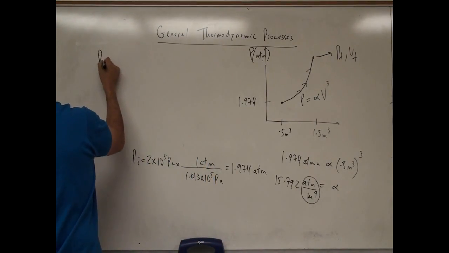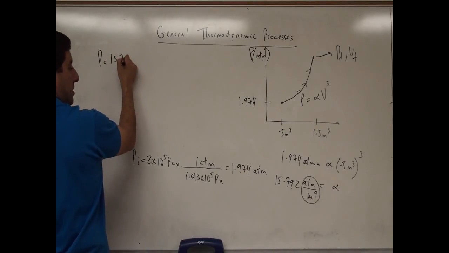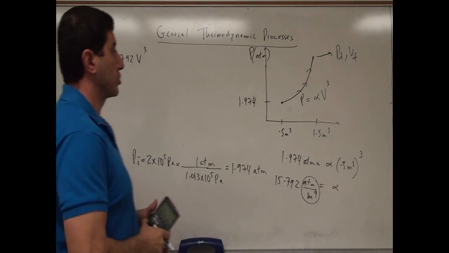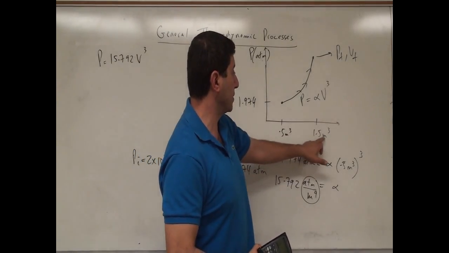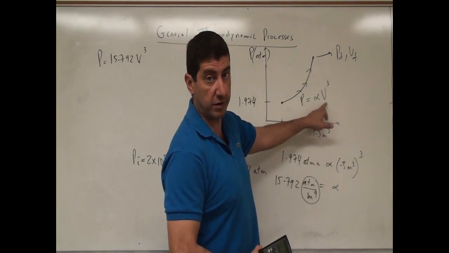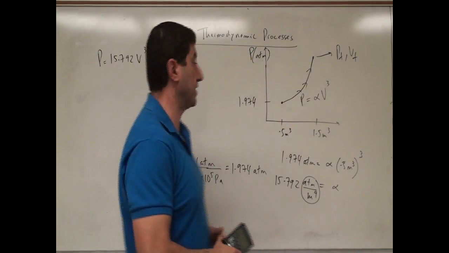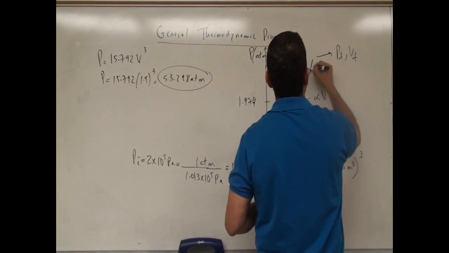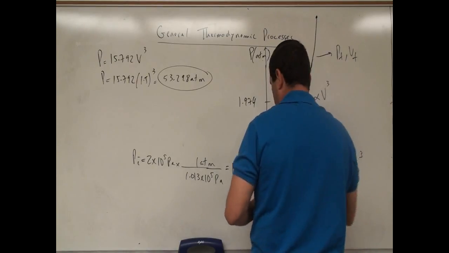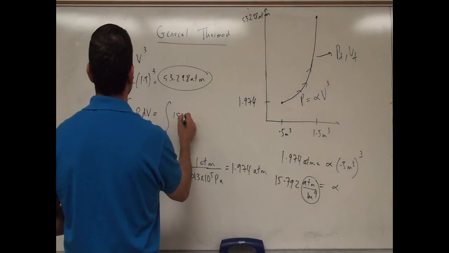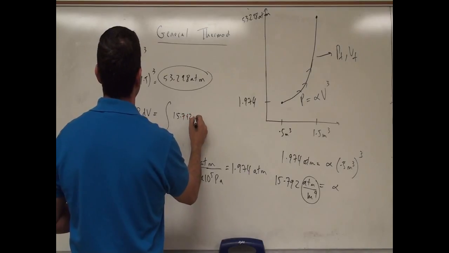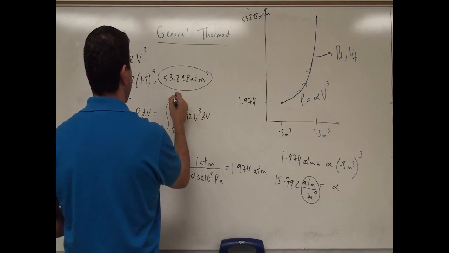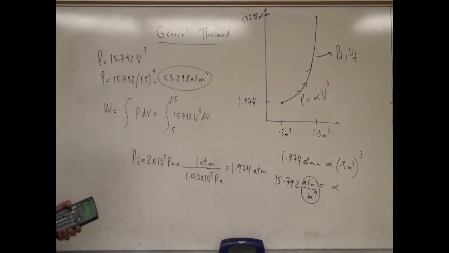Okay, so we have P is equal to 15.792 volume to the 3rd, right? So now I can put down 1.5 cubic meters here for the final volume, and then we can calculate the final pressure, right? The pressure goes way, way up, right? So in the graph, it would be way, way, way up here somewhere. The work is the integral of 15.792 V cubed dV, and then from 0.5 to 1.5, right?